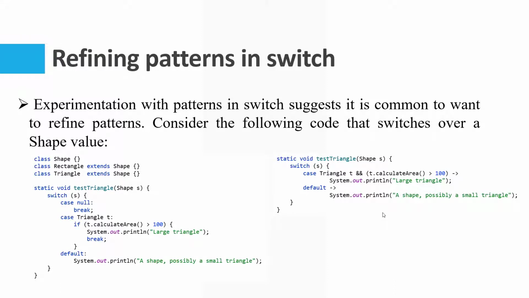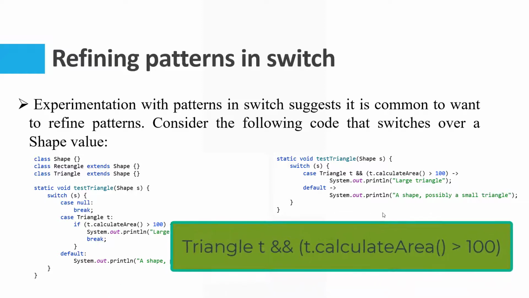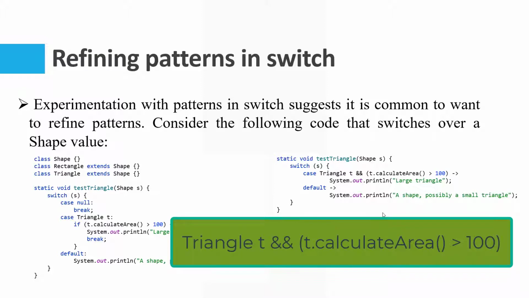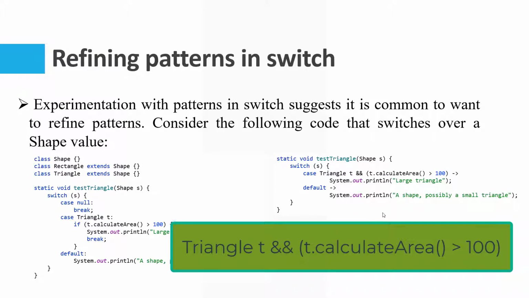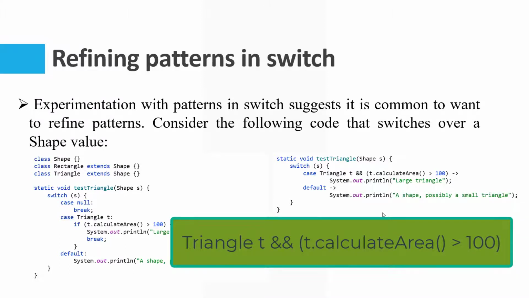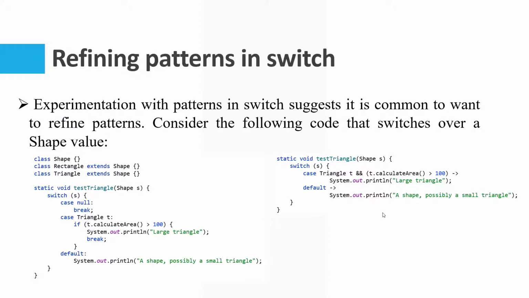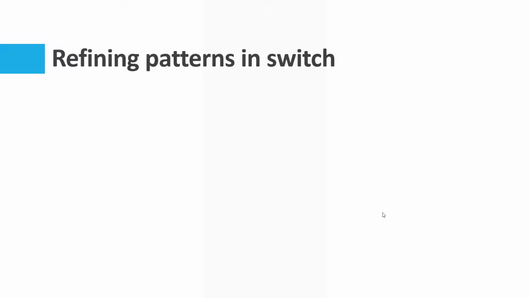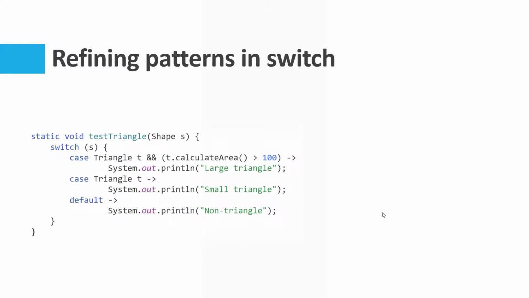The value of s matches the pattern Triangle t && t.calculateArea() > 100 if first it matches the type pattern Triangle t, and if so the expression t.calculateArea() > 100 evaluates to true. Using switch makes it easy to understand and change case labels when application requirements change. For example, we might want to split triangles out of the default path. We can do that by using both a refined pattern and a non-refined pattern.